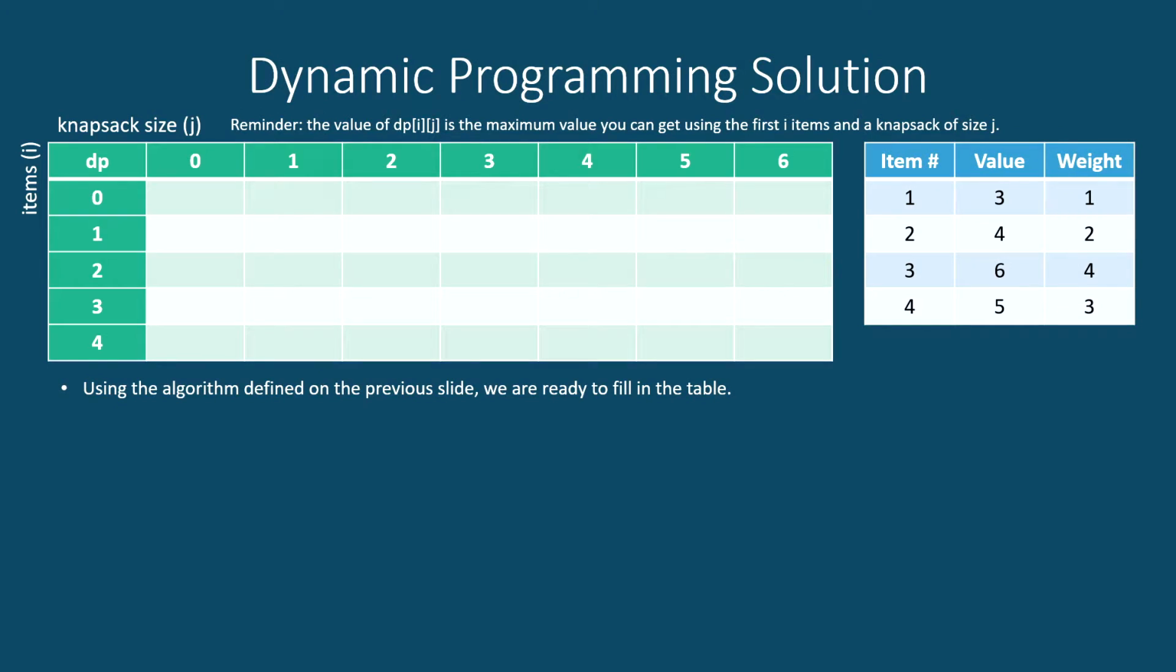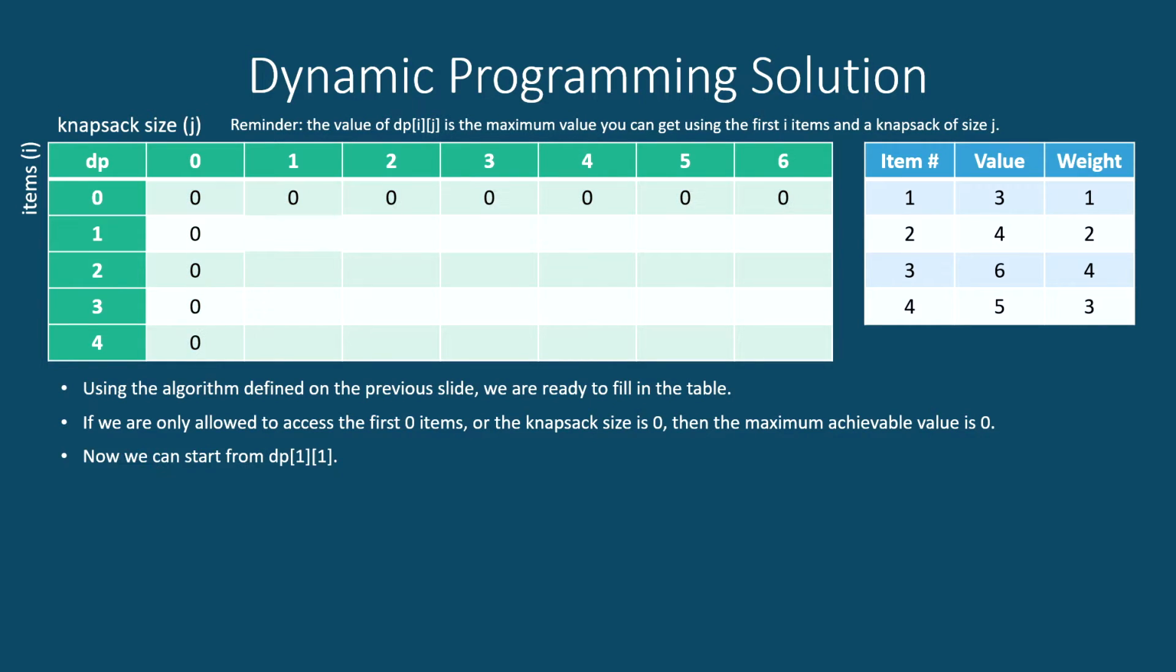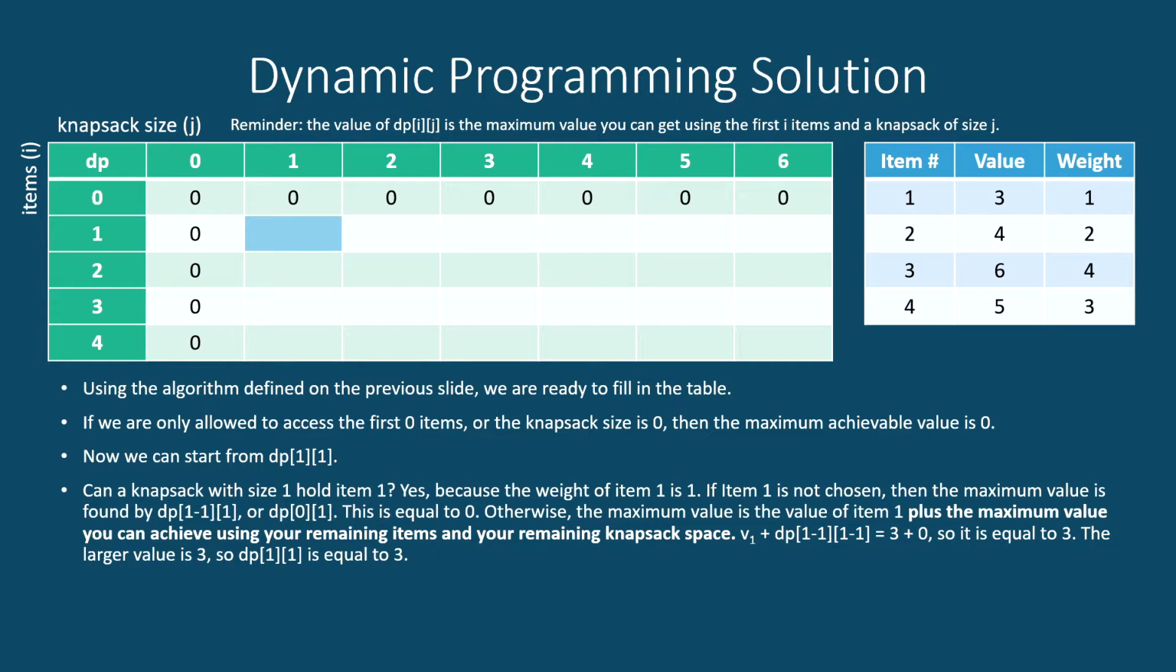Using the algorithm defined on the previous slide, we are now ready to fill in the table. If we are only allowed to access the first 0 items, or the knapsack size is 0, then the maximum achievable value is 0. Now we can start from dp[1][1]. Can a knapsack with size 1 hold item 1? Yes, because the weight of item 1 is 1. So, if item 1 is not chosen, then the maximum value is simply dp[0][1]. This is equal to 0.